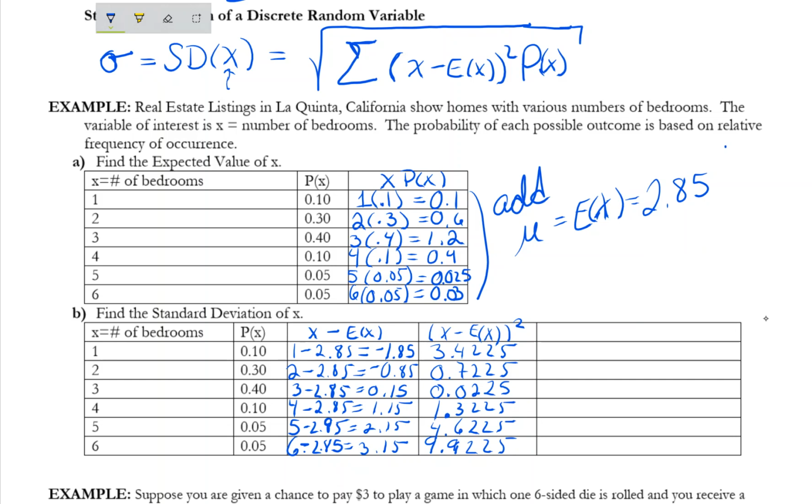So many things. I just did the squaring. Now I'm going to multiply it by the probabilities. I'm going to take this column and multiply it by the probability column. For this first one, I should write out what I'm doing.